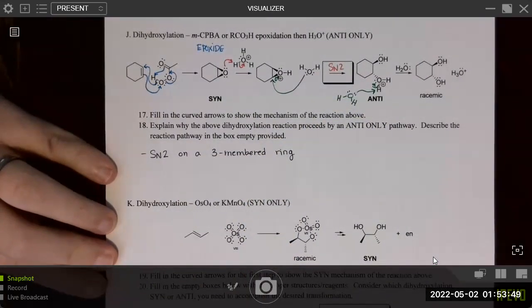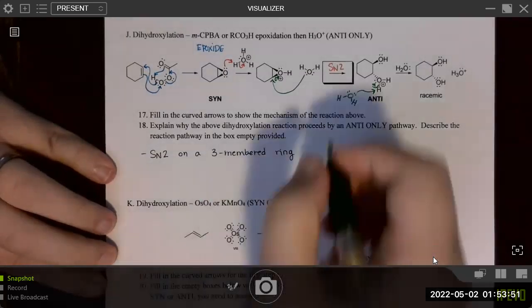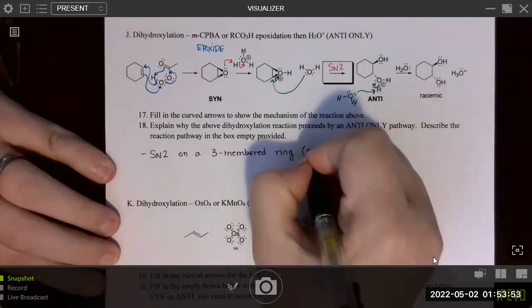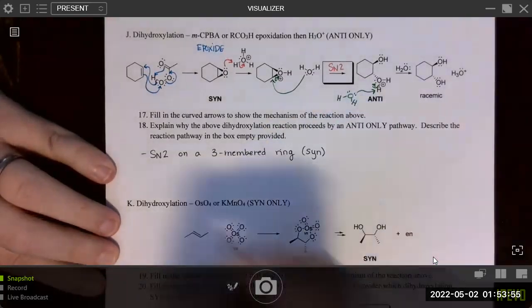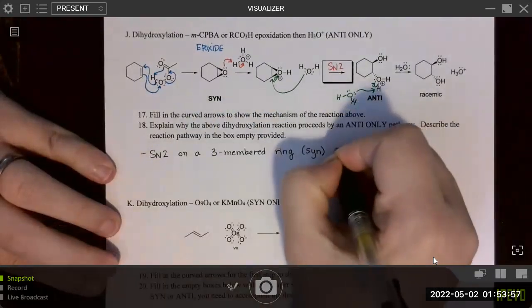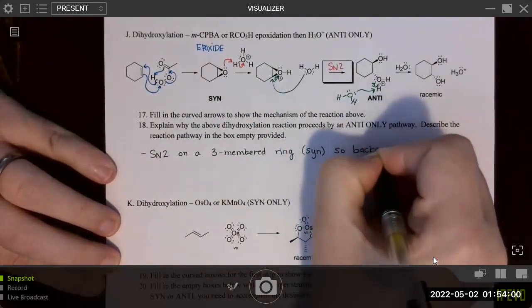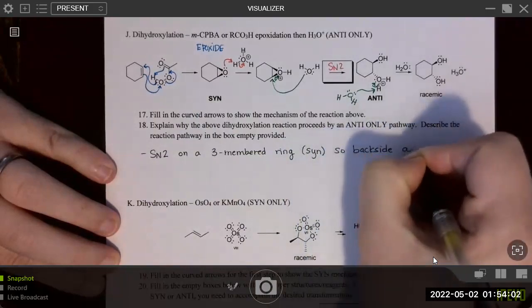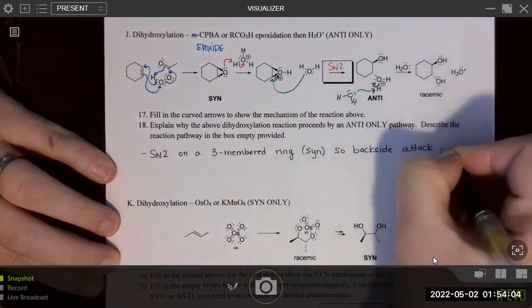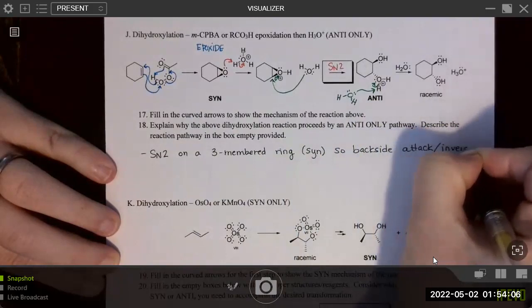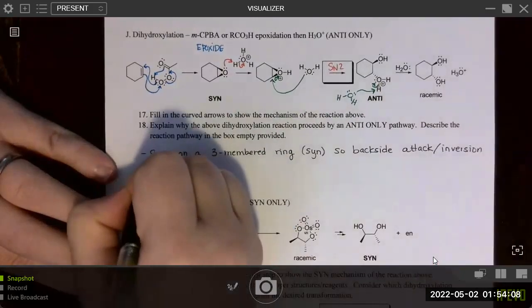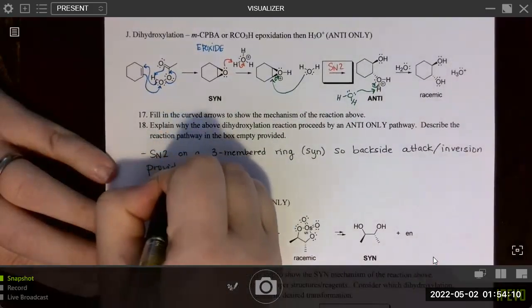So when you do SN2, right? So backside attack, conversion provides the anti-product.